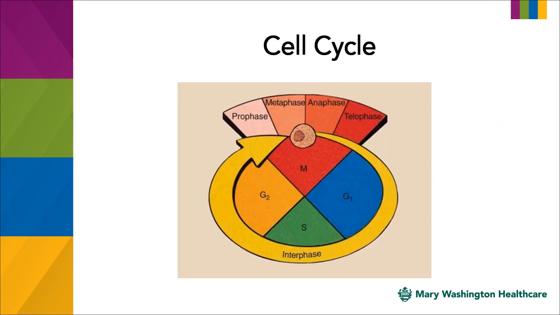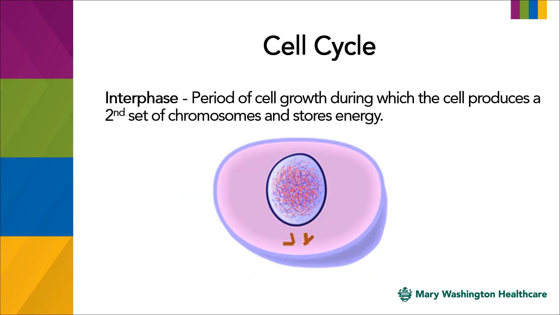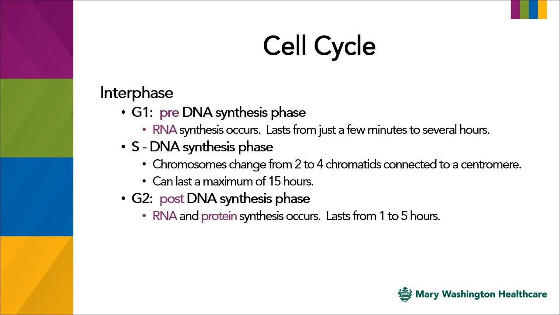The cell cycle is comprised of 4 stages, and that is the M, which is mitosis, G1, S, and G2. G1, S, and G2 are part of interphase. And then mitosis is where there's prophase, metaphase, anaphase, and telophase. Interphase is the period of cell growth during which a cell produces a second set of chromosomes and stores energy. During interphase, there's G1, S, and G2.